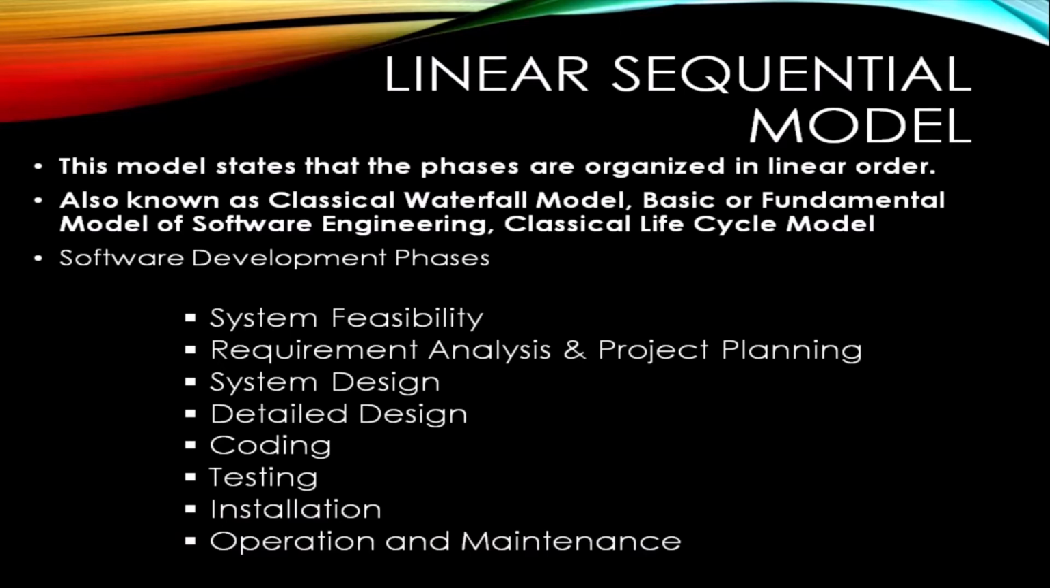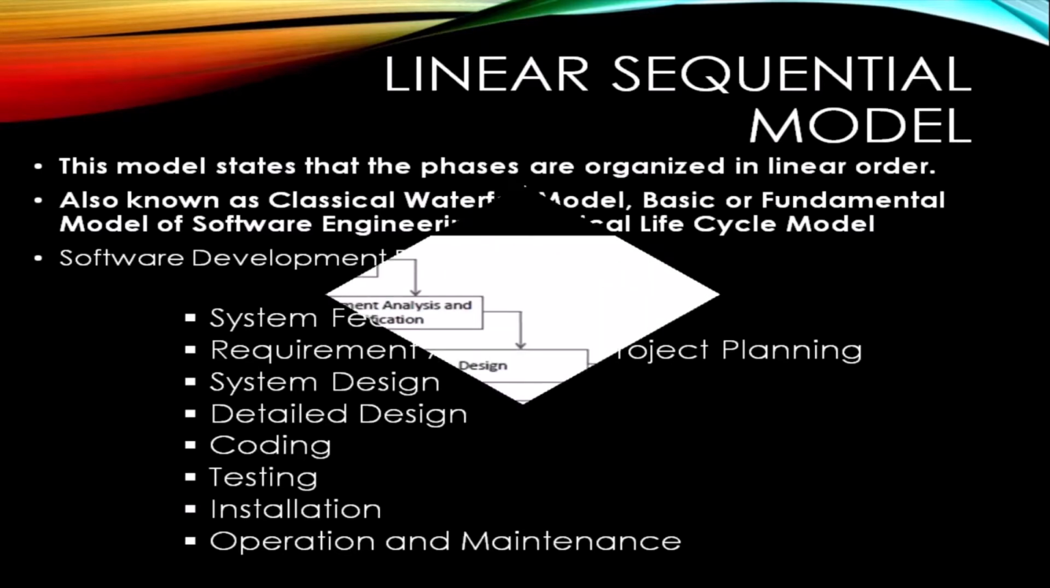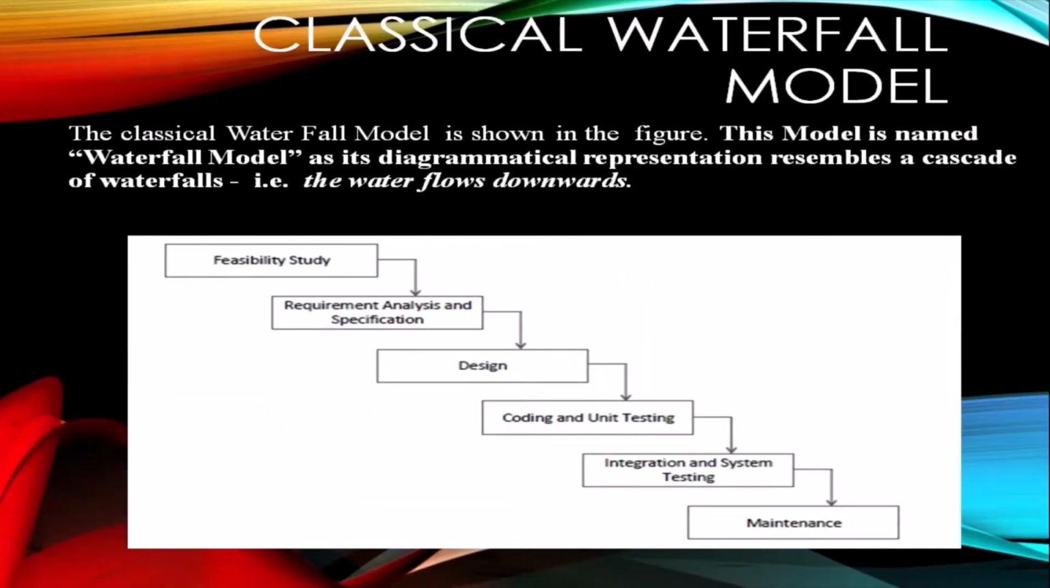The linear sequential model states that the phases are organized in linear order. This model is also called the classical waterfall model, or the basic or fundamental model of software engineering. The linear sequential model contains the different development phases: system feasibility, requirement analysis and project planning, system design, coding, testing, installation, operation and maintenance.